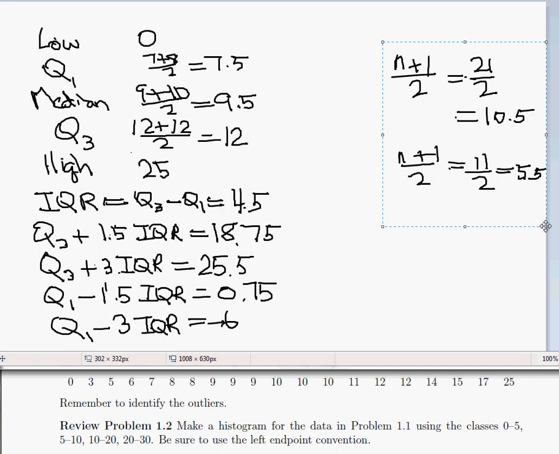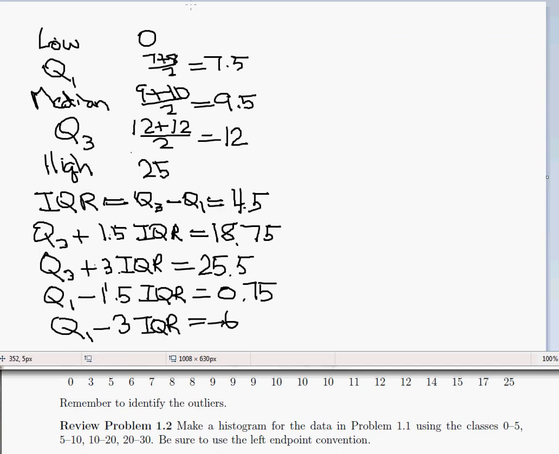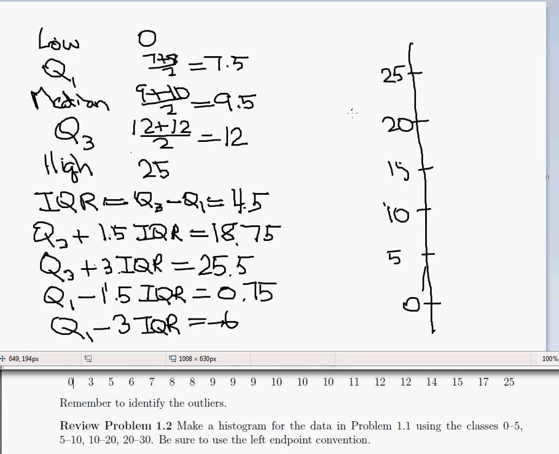Okay, so now with that information, let's draw the box whisker plot. I'll have a vertical line that goes like this. I have ticks at, say, 0, 5, 10, 15, 20, and finally 25. To draw the box, we have the median at 9.5. That'll be about here. The third quartile is at 12. The first quartile is at 7.5. So there's my box.